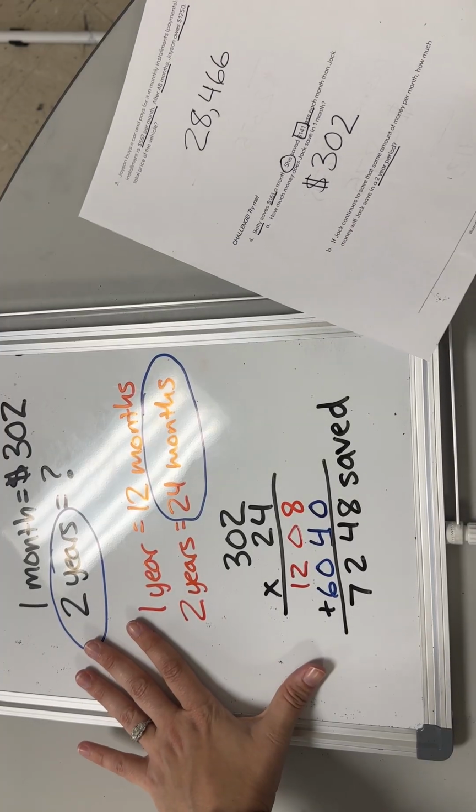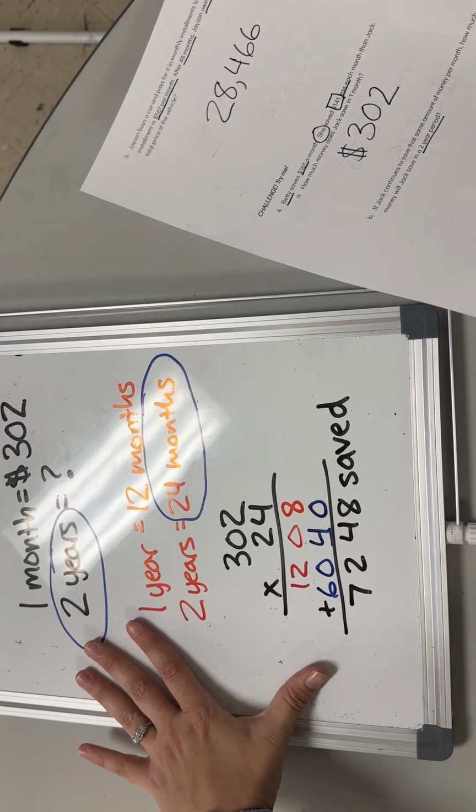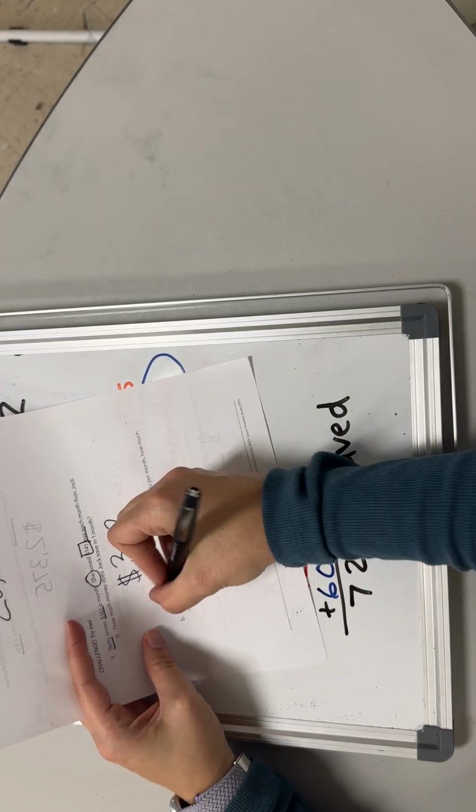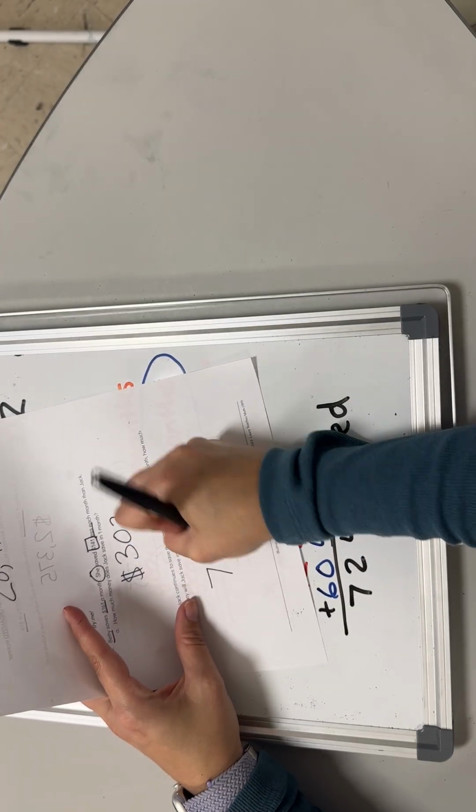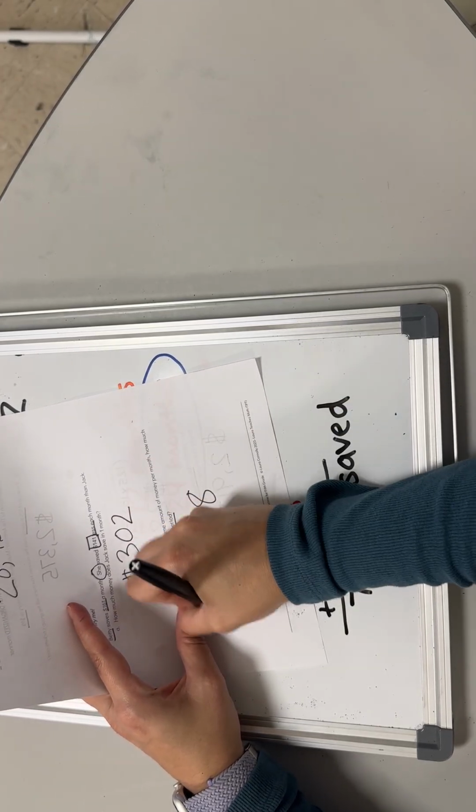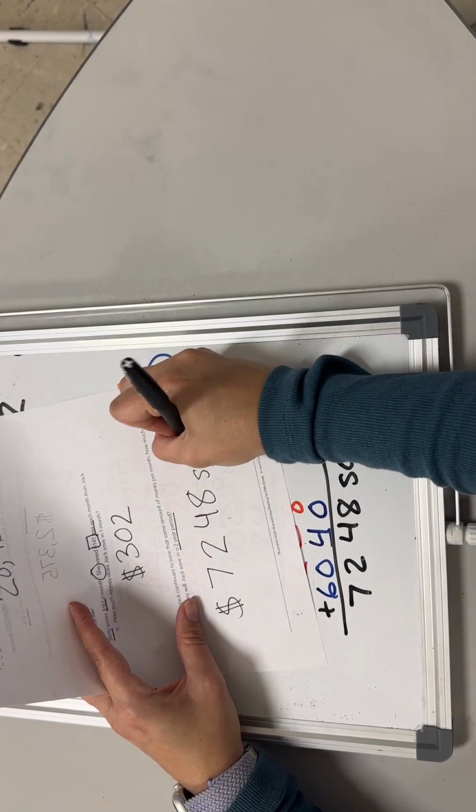Make sure you're showing me all of these conversions on your paper. But that final answer is $7,248 saved.